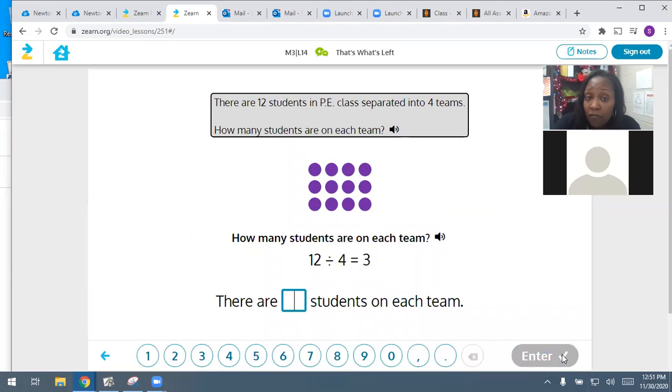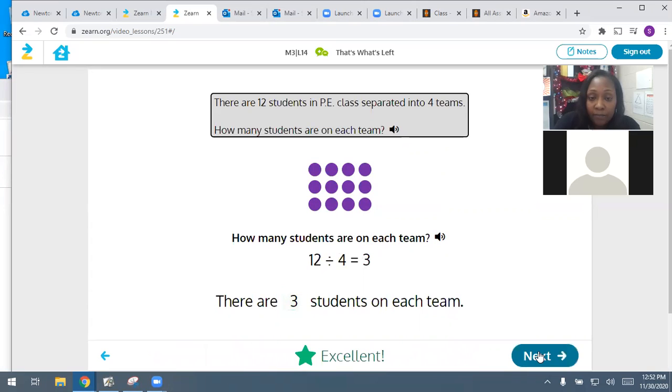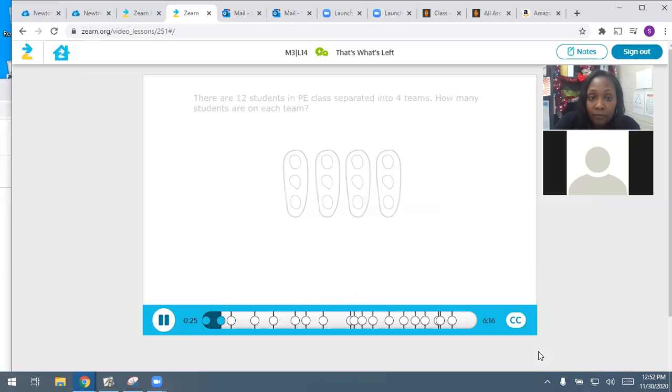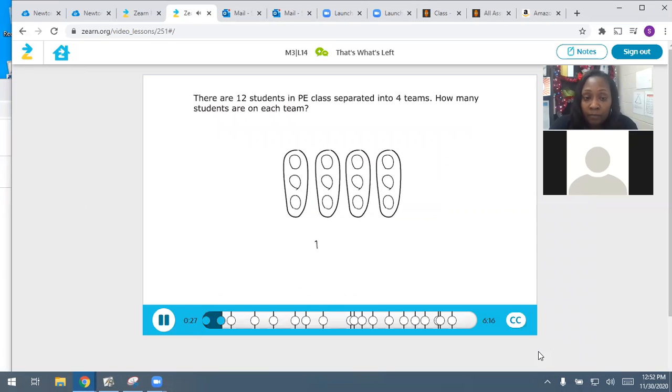All right, now it's still asking me how many students are on each team. The students on each team would be our answer. Okay, so 12 divided by 4 equals what? 3. There are 3 students on each team. My division expression is 12 divided by 4. The quotient is 3, so there are 3 students on each team, just like in the array.